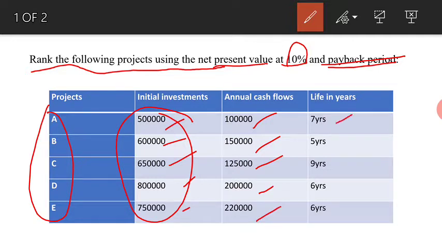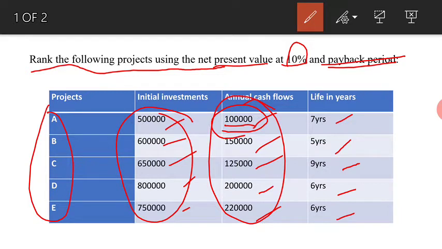Thus, the life in years is given. The first project is of 7 years, second project is of 5 years, third project is of 9 years, the fourth project is of 6 years and the fifth project is of 6 years. Now here one thing that you need to understand is the annual cash flows. Annual cash flows for all the years are not given separately. It's common, that is uniform, which means that project A is going to earn 1 lakh rupees every year for a period of 7 years. So when I talk about 1 lakh rupees every year, that means I'm talking about annuity. So here I have to use the present value interest factor annuity. Okay, I have to use the annuity factor.